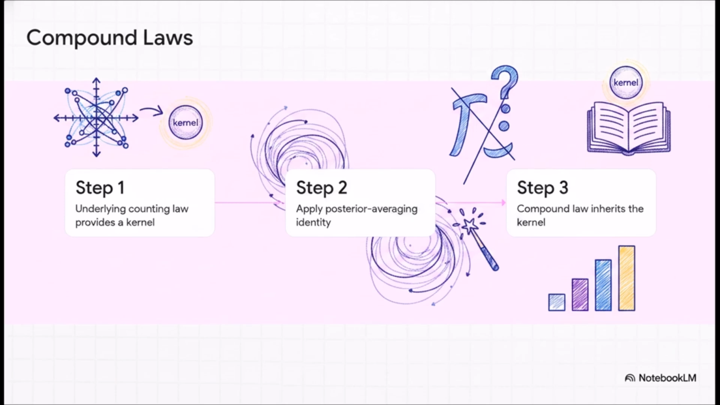By just taking the simple kernel of the base counting law in step 1, applying a posterior averaging identity in step 2, the entire massive compound law inherits a usable kernel in step 3. You can rank infinitely complex compound distributions without ever calculating their full messy likelihoods.